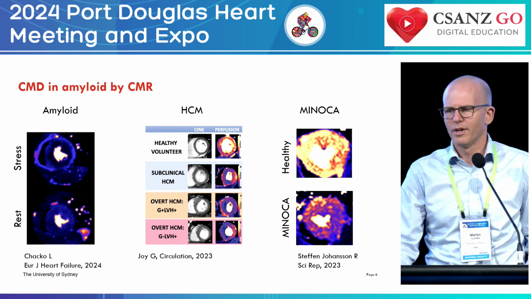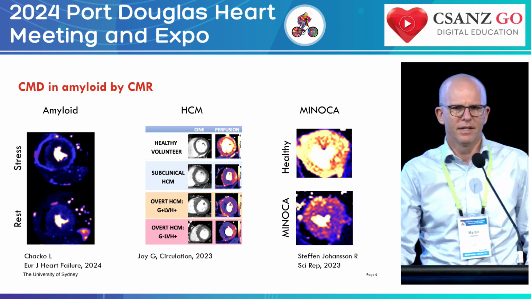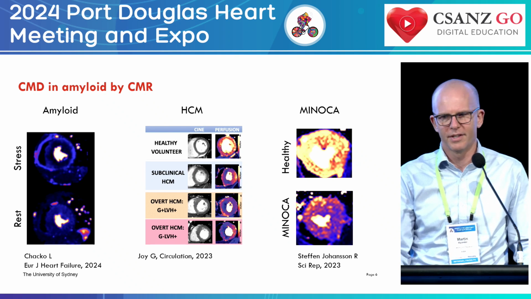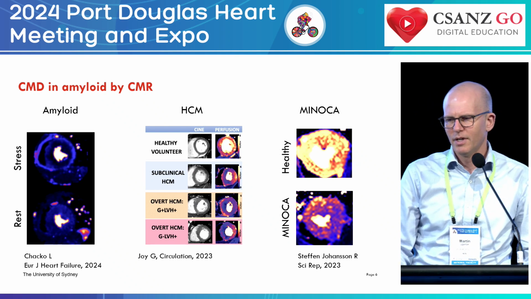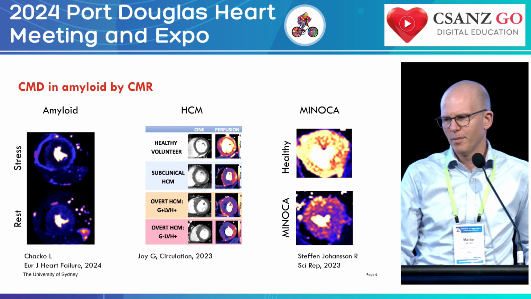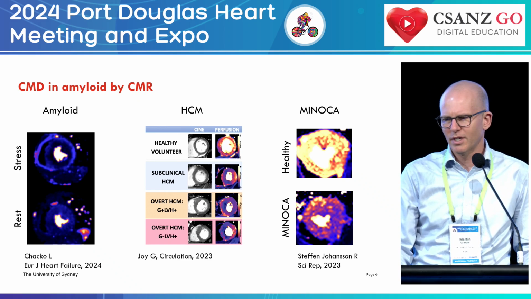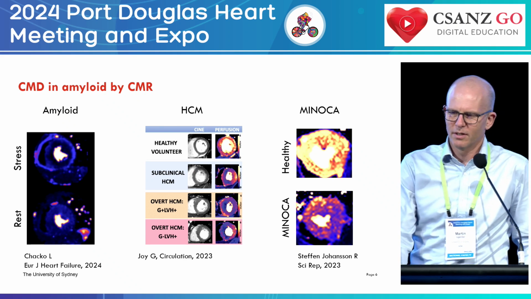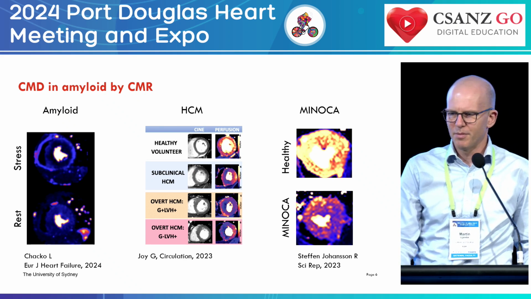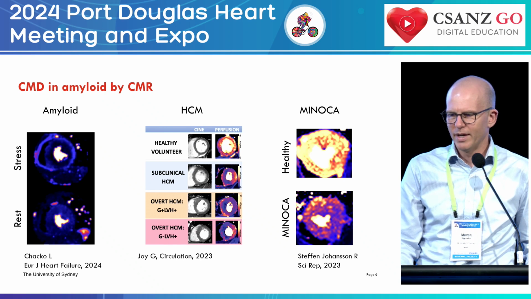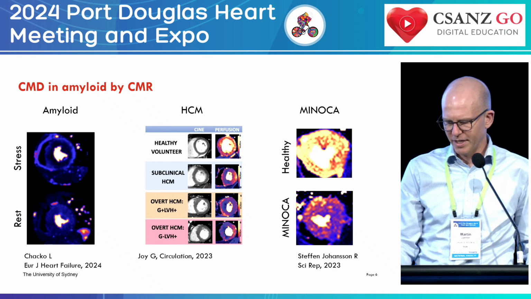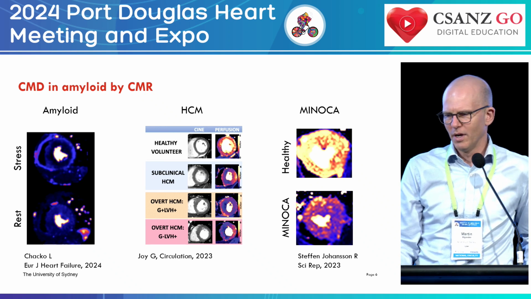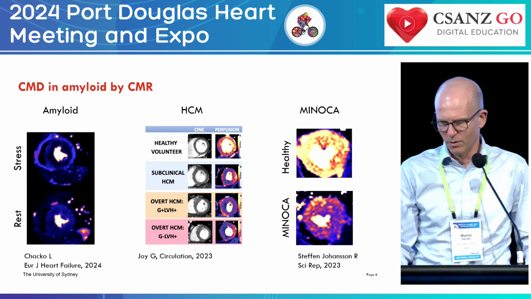So where do we see coronary microvascular disease? Not only in the spectrum of coronary disease as such, but we see it in amyloid heart disease, we see it in hypertrophic cardiomyopathy, we see it in MINOCA. If we just take a look at that middle column there, healthy volunteers have good perfusion, but even in subclinical genotype positive, phenotype negative hypertrophic cardiomyopathy, we already see reduced perfusion. So particularly in HCM, it's catching disease earlier than otherwise, in the absence of any direct coronary artery disease.